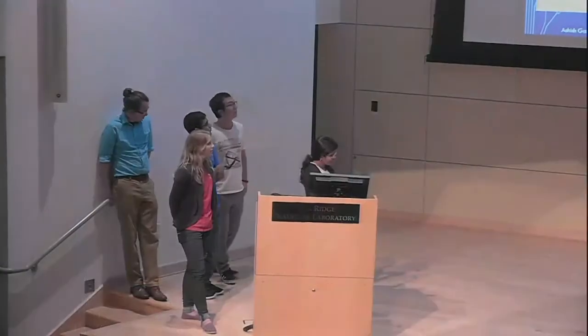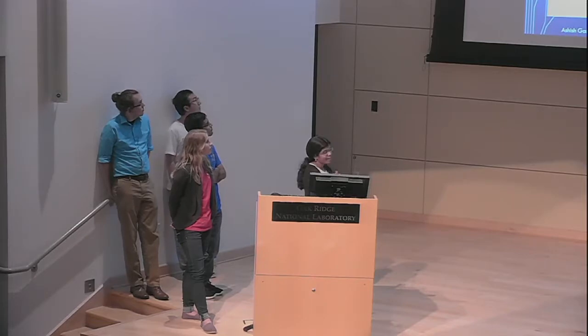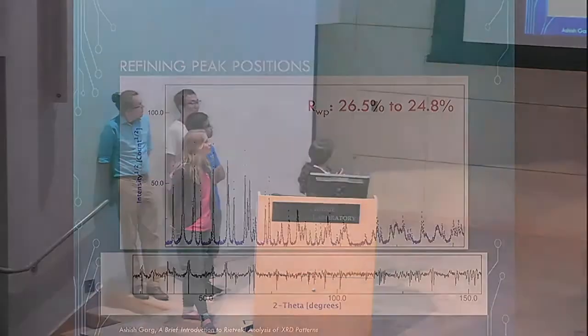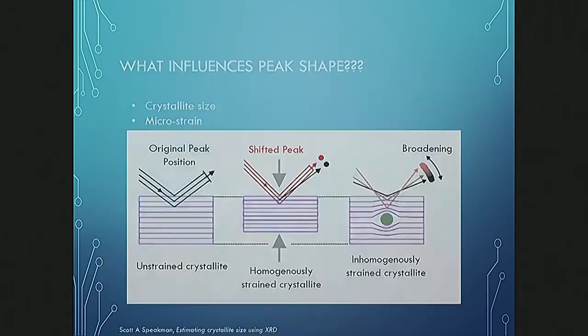So once we refine the peak positions, you can see that the Rwp factor is still pretty high. You can also see that the blue ticks, which are the actual data, are still sort of above the actual fit that we got. What we can see from this is that probably the peak shape itself is not right. So what are the factors that influence the peak shape? One of the factors is finite crystallite size, which can lead to broadening of the peak. There's also the possibility of microstrain existing in the powder, which can lead to a broadening of the peak, as shown in the figure.